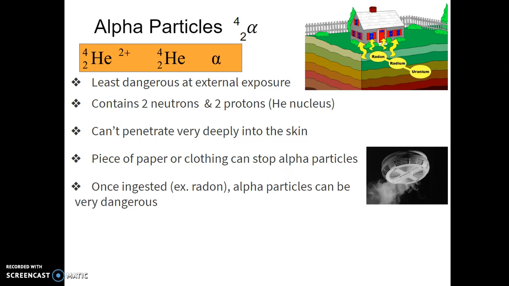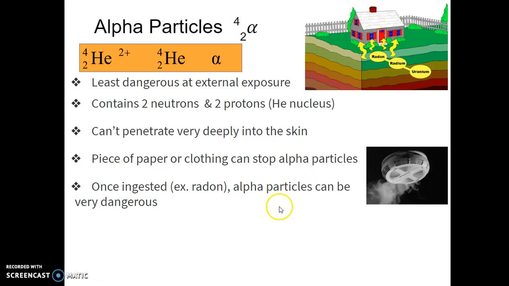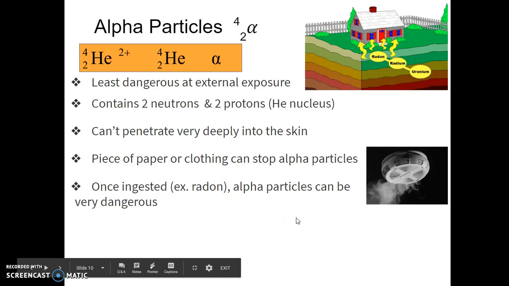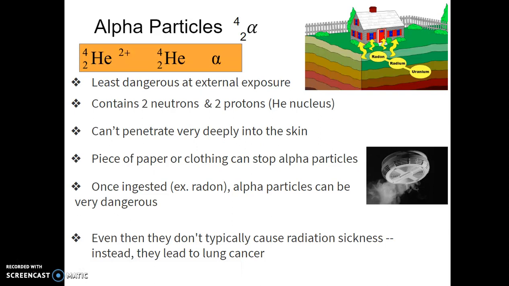But once ingested, for example radon, alpha particles can be very dangerous because then they're right next to the tissue. They're not trying to penetrate through. They are actually right next to the tissue and can cause a lot of damage. So even though they don't typically cause radiation sickness, instead they tend to lead to lung cancer because you're going to be inhaling them.